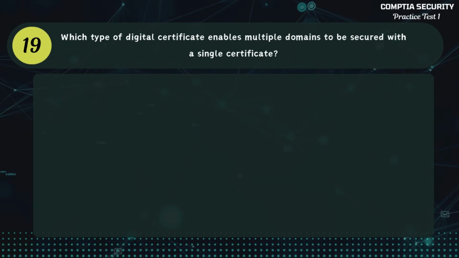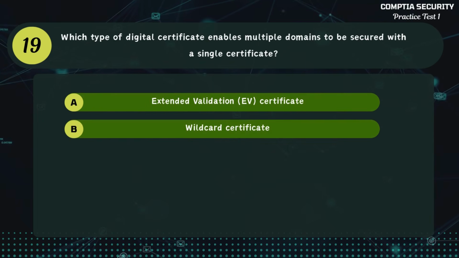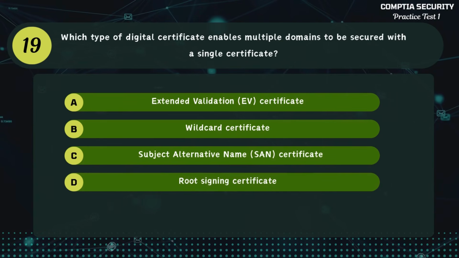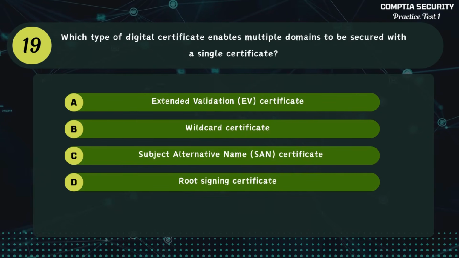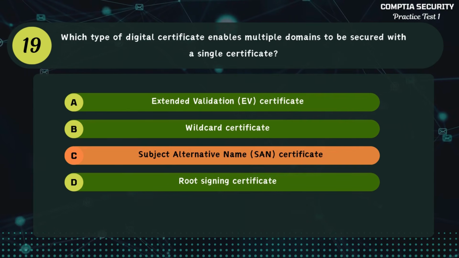Question 19. Which type of digital certificate enables multiple domains to be secured with a single certificate? A. Extended Validation Certificate. B. Wildcard Certificate. C. Subject Alternative Name Certificate. D. Root Signing Certificate. Correct answer C. Subject Alternative Name Certificate.